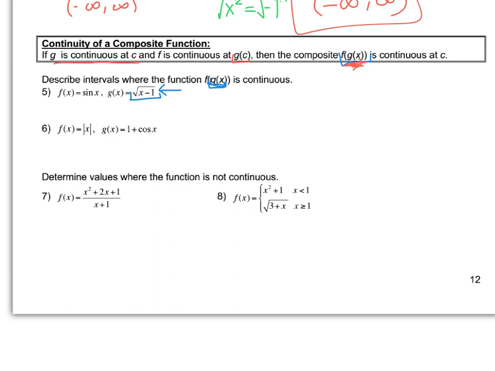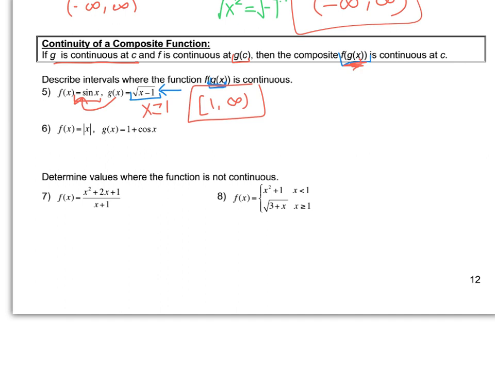So in this first example, the interior function has a limit. The exterior function, sine of x, that we're taking g of x and plugging into, as long as that's a real number, sine of x is defined over all real numbers. So the composite function f of g of x has the restriction that x has to be greater than 1, so that domain is 1 to infinity.